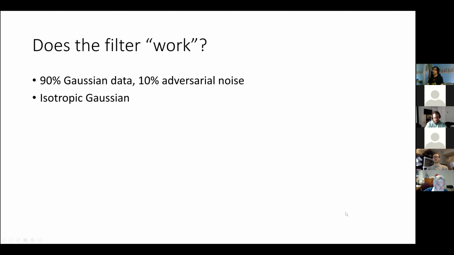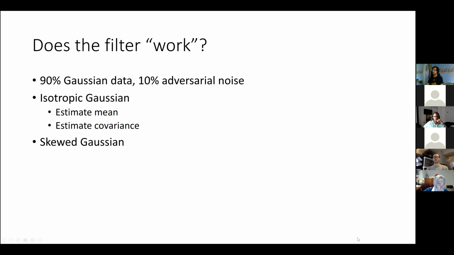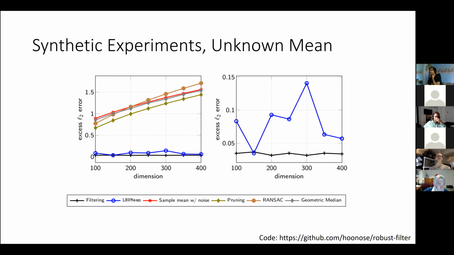So we had the setup where we have, say, 90% Gaussian data and 10% adversarial noise. We looked at an isotropic Gaussian, that is a Gaussian with identity covariance, where we want to estimate the mean and covariance, and also a skewed Gaussian where we want to estimate the covariance. How well do we do in these cases? Here are some synthetic data experiments with unknown mean. Let me explain this. Each of these plots has the dimension on the x-axis, and the y-axis is the excess error, which is, let's just say, the L2 error of the estimate.